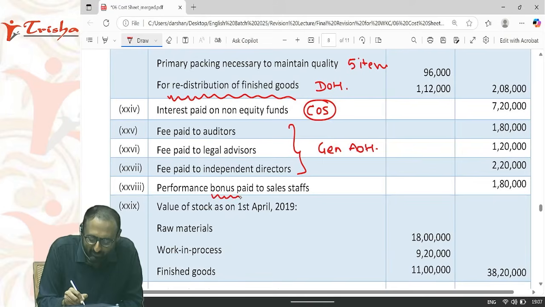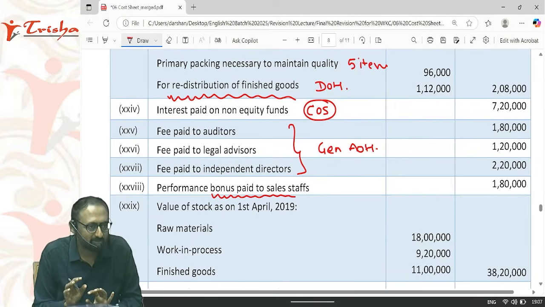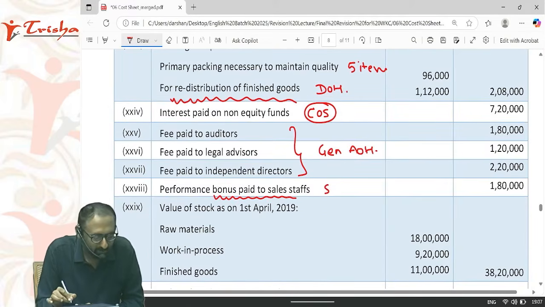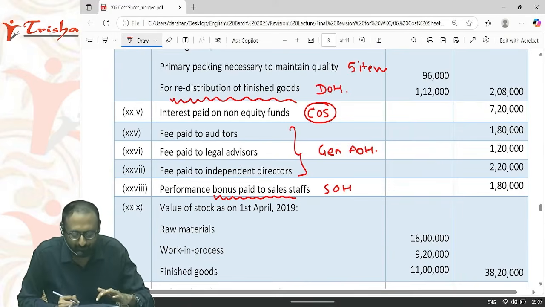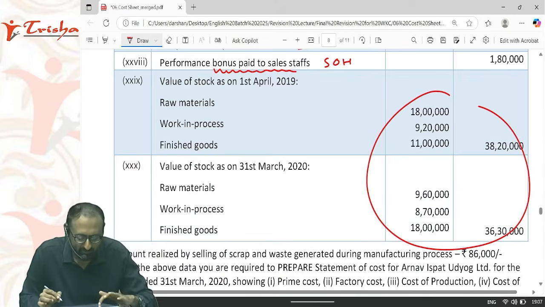Performance bonus paid to, sir, in examination. Okay, don't just read bonus. Bonus to whom? Sales staff. It is not factory overhead. It will be your selling overhead. Correct, guys? Then, sir ji, opening stock, closing stock. You know where to write these.